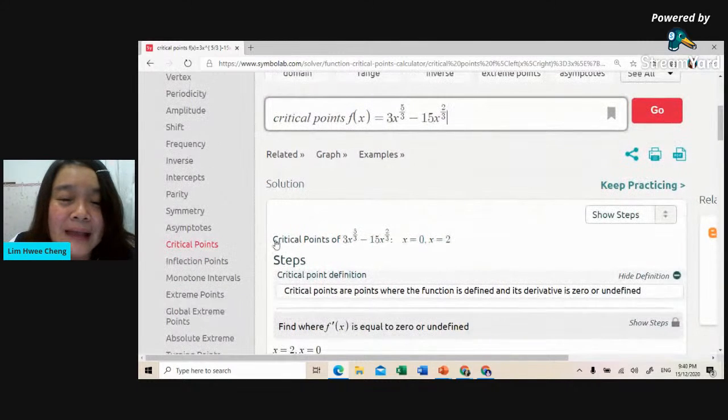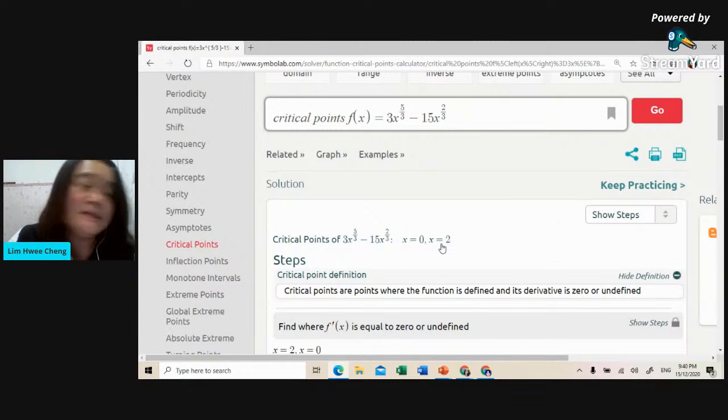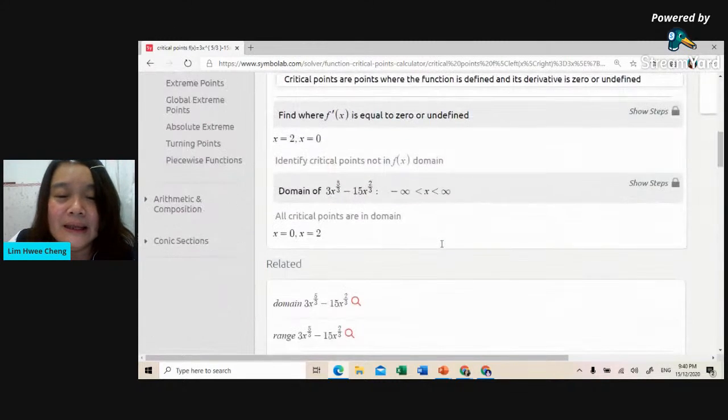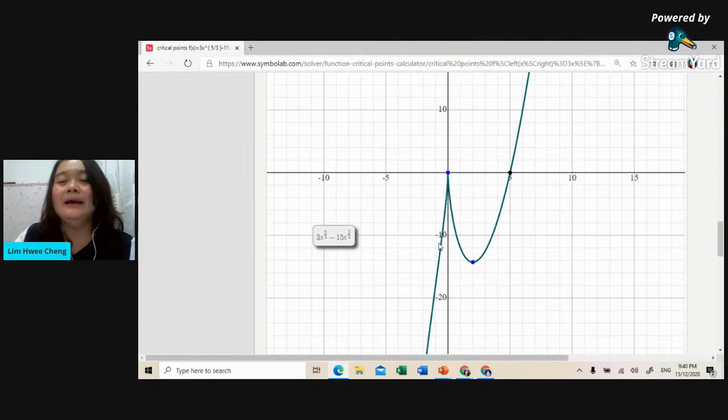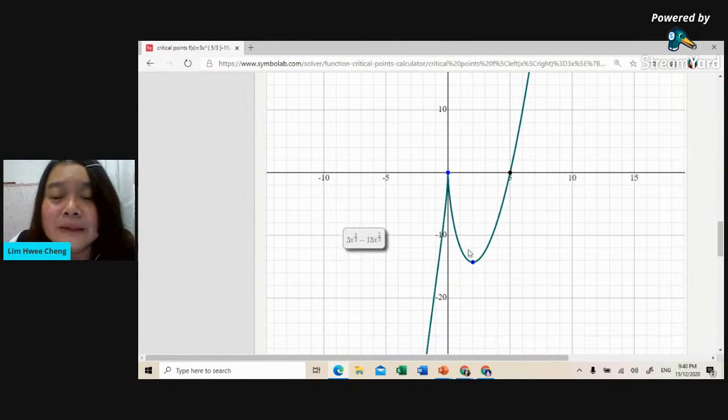Okay, the critical points happen at x equals 0 and x equals 2. So tadi kita cakap 2 dengan 0 kan? Okay, kita tengok kat sini. You punya function, you scroll down sampai bawah. So you cari dia punya critical point bila f 2. Nampak? Saya zoom sikit.